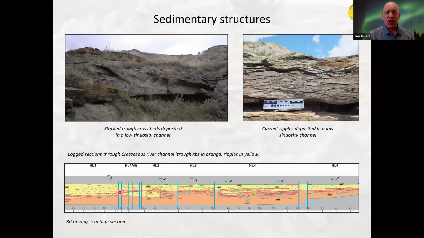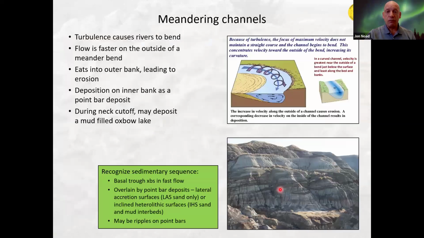And then this is just one cross section through a Cretaceous channel that I logged. So what we've got here is mudstone underneath. That's in gray. The orange is trough cross bedded sands, and then it's capped by yellow ripple sands. And the length of this section is about 80 meters, and it's about 5 meters in thickness. So that really gives you a nice idea of how big that river was when those sediments were deposited.